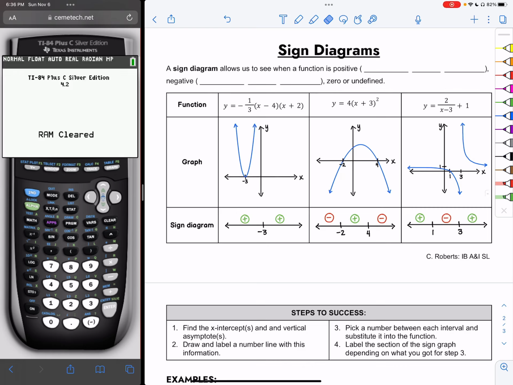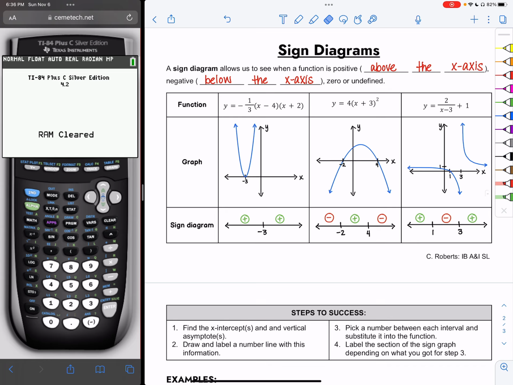Hello, today we're going to be talking about sign diagrams. A sign diagram is going to allow us to see when a function is positive, meaning that it is above the x-axis, when a function is negative, meaning that it is below the x-axis, when it is zero, meaning that your y value is zero, or if it's undefined, meaning that your y value does not have a value for a specific value of x.